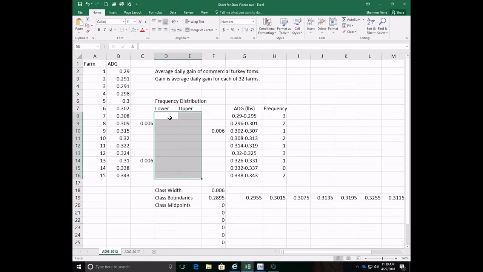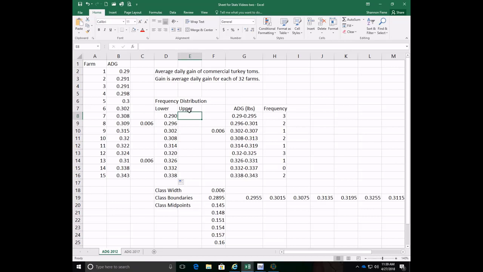Okay, and I'll show you how I can construct it. All right, so I'm going to start with my low number, 0.290. And remember, the class width tells me how much higher the next one should be. So it's going to be equal to this plus 0.006. All right, and now I can use the Excel feature and just drag until I get down to where I need to.